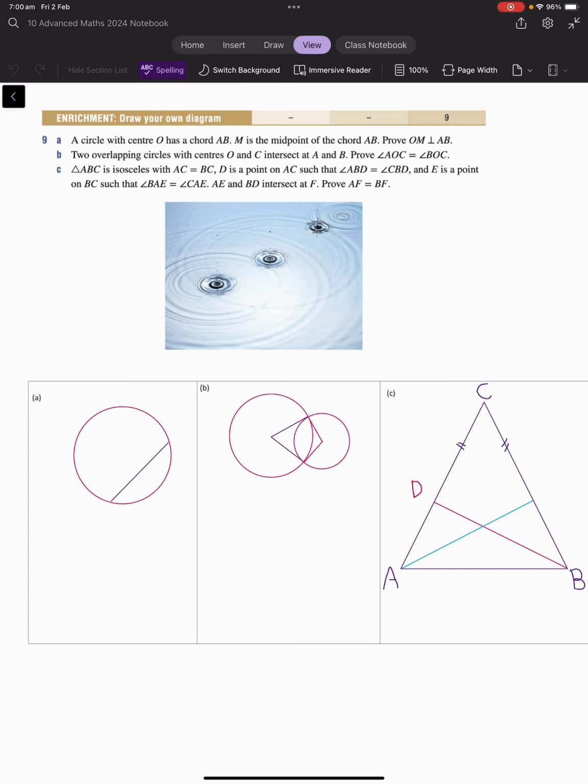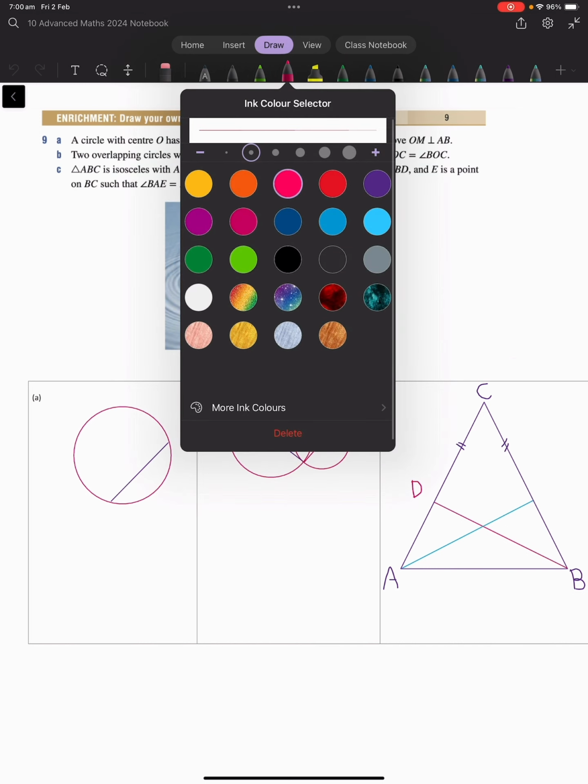A circle with a centre O has a chord AB. M is the midpoint of the chord AB. Prove OM is perpendicular, at right angles, to AB. That's our first one. I'll get a nice fine pen. That should be big enough to still show up nicely.